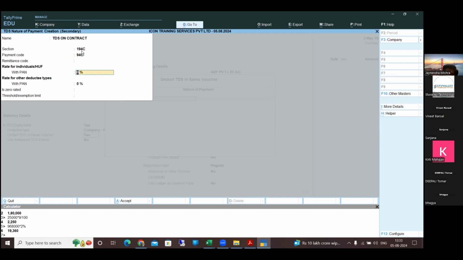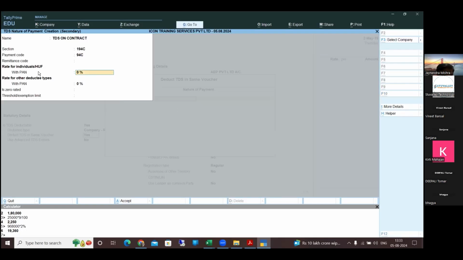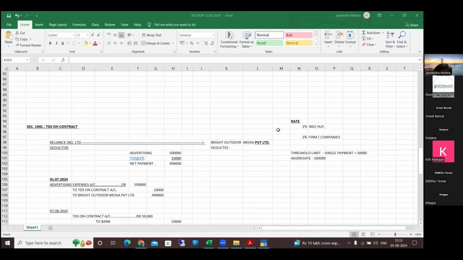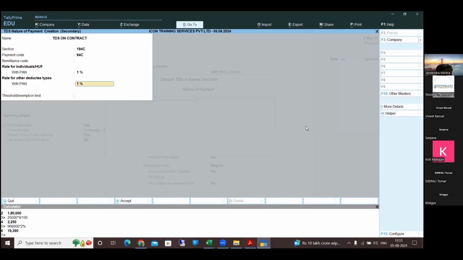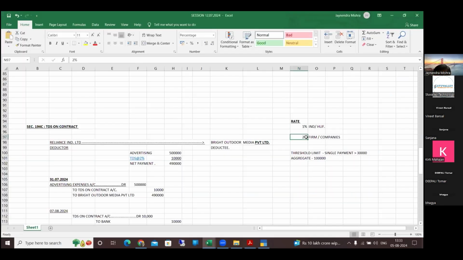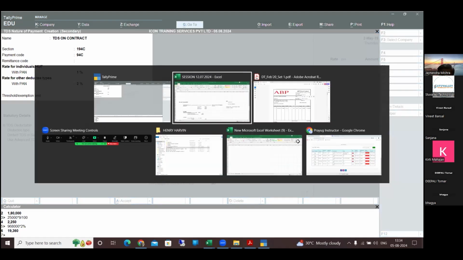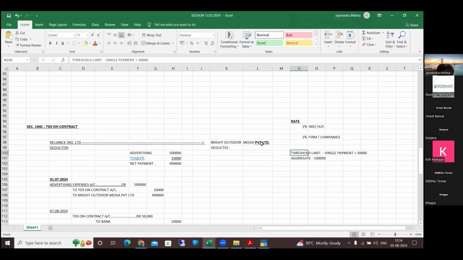Enter the rate, friends. What was the rate? Rate for individual and HUF, 1%. Other than individual and HUF, look here, for other deductee what is it? 2%, right? What will be the threshold limit? Single invoice more than 30,000. Yes friends, single invoice more than 30,000.